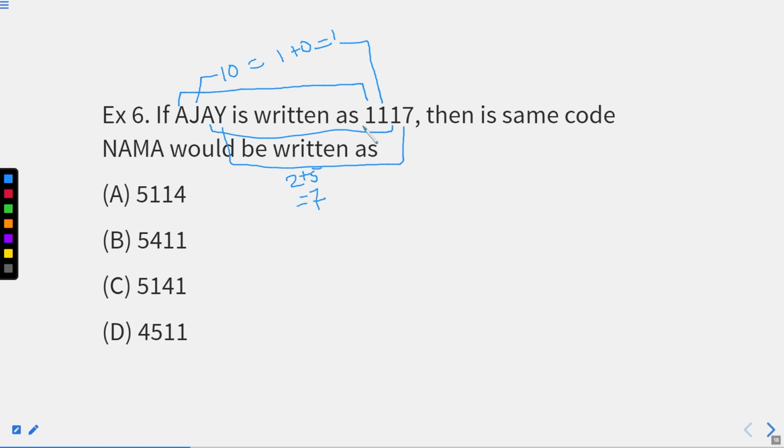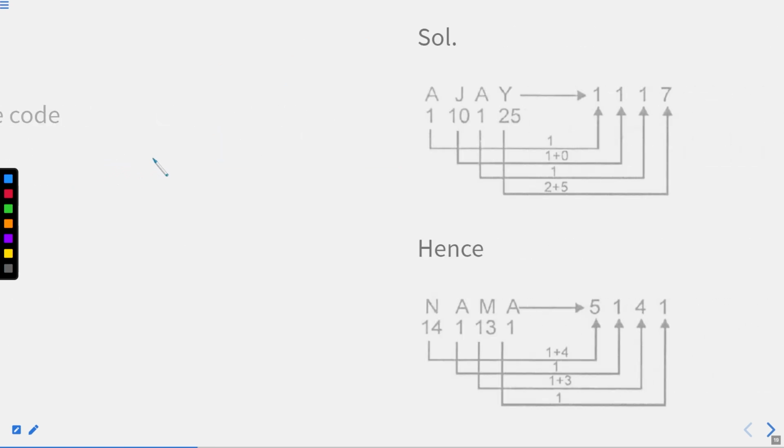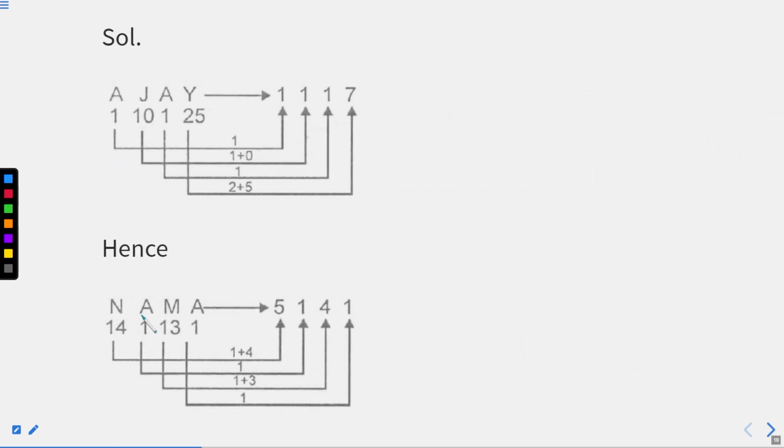So you are getting your response as 117. For NAMA, what we will do? We'll do the same thing. For N, we know the place value is 14. So 1 plus 4 is 5. So we are getting 5.